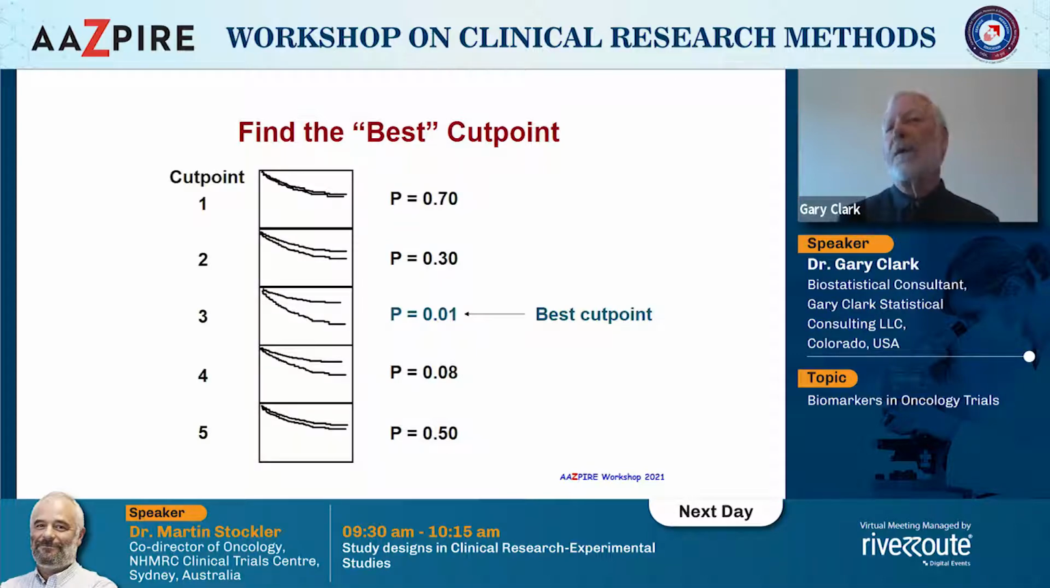Then we say, well, what if we use a cut point of 2? So in this case, we would combine the values of 0 and 1 and call those low, and we would take 2, 3, 4, and 5 and call those high or positive.